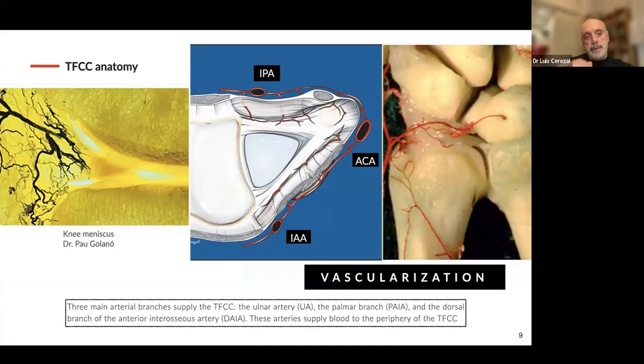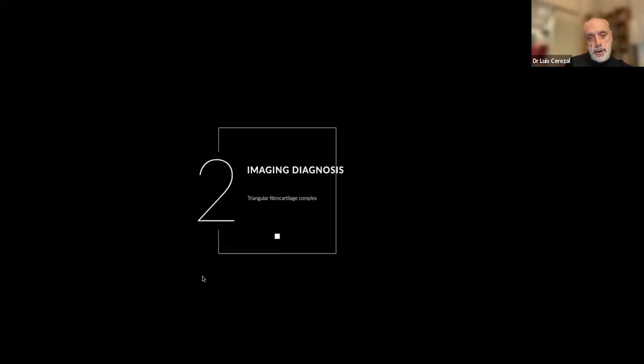Remember the TFC anatomy and the vascular anatomy. The TFC is vascularized by the ulnar artery and the palmar and dorsal branches of the interosseous artery. On MRI, we can see nicely these major arteries that vascularize the TFC, but the vascularization of the TFC itself is not possible to evaluate on MRI. It's a significant limitation for the MRI in the evaluation of TFC.